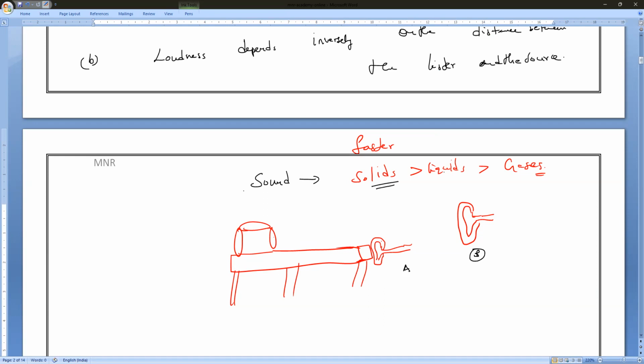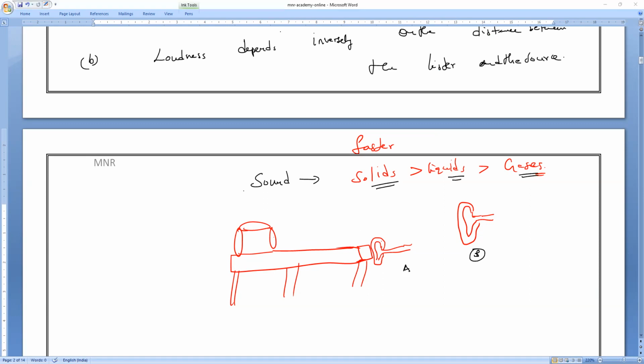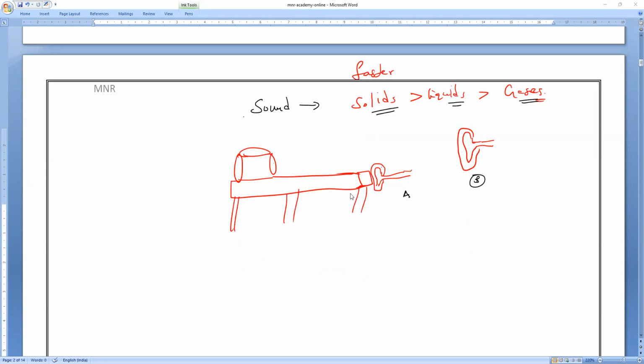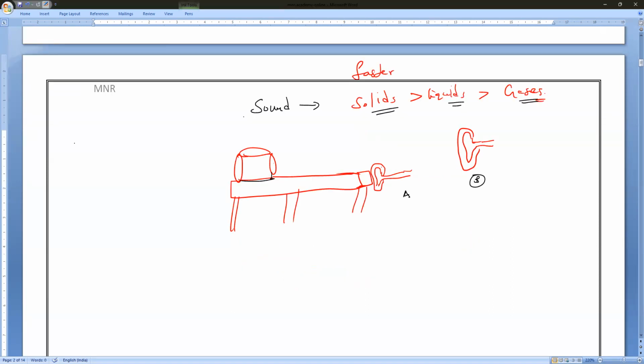What is the main parameter that distinguishes solids, liquids, and gases? There is a physical term. Arrangement of particles. Density. Yes, very good, Padma. So which has greater density: solids, liquids, or gases? Solids. That is the reason sound can travel faster.